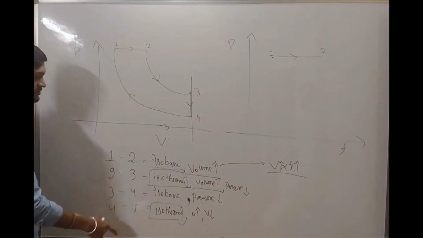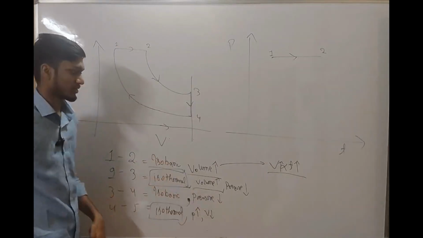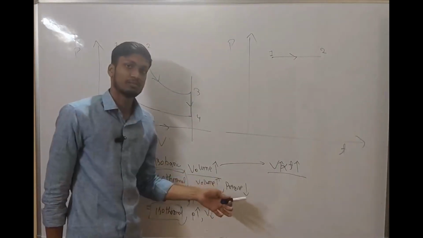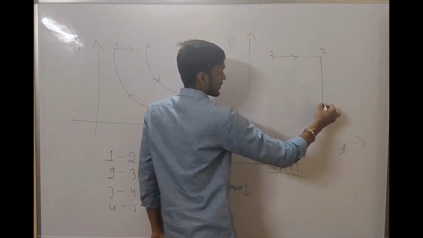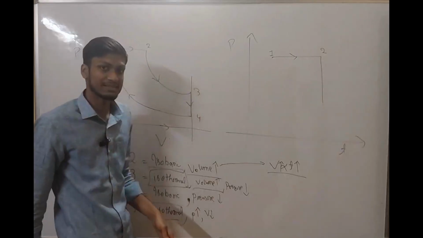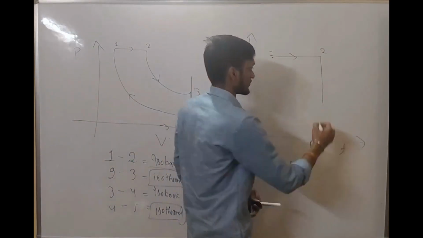From 2 to 3, the process is an isothermal process. In this process, the temperature remains constant, the volume increases, but the pressure decreases. So if the pressure is decreasing, we should draw a graph that should look something like this. But it should be a straight line such that the temperature also remains constant.